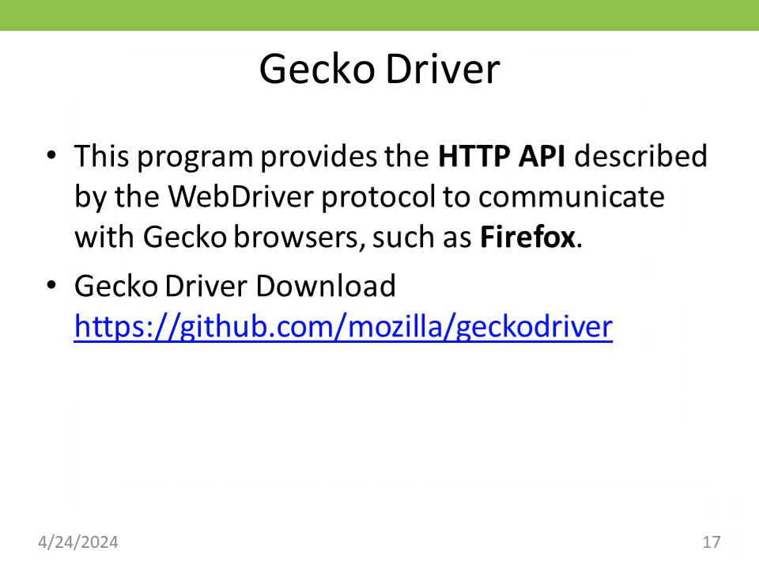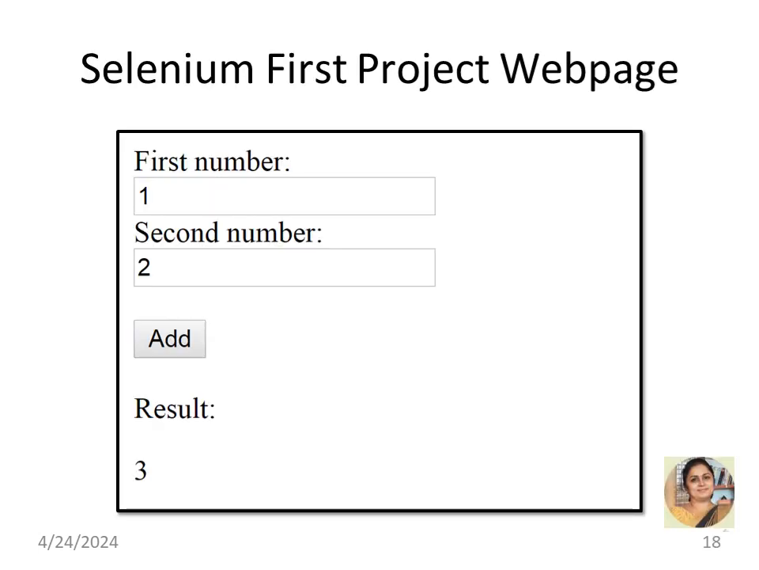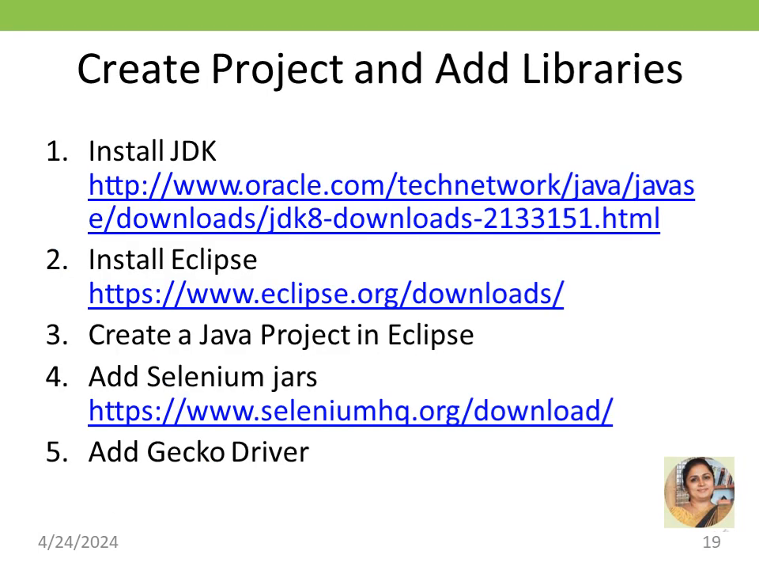There is a driver called Gecko. This program provides an HTTP API, described by the WebDriver protocol, to communicate with Gecko browsers such as Firefox. So whenever we use the Mozilla Firefox browser, we can use the Gecko driver. Now, Selenium first project: web pages. We can have labels and text boxes, and we can add two integers.